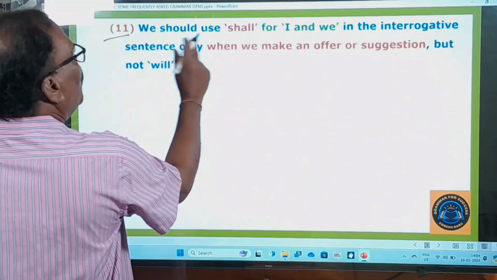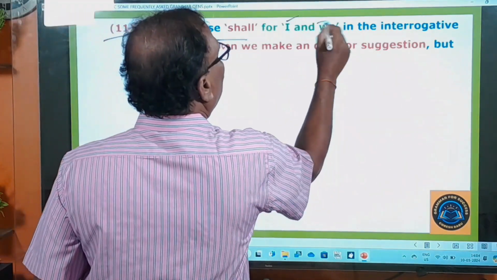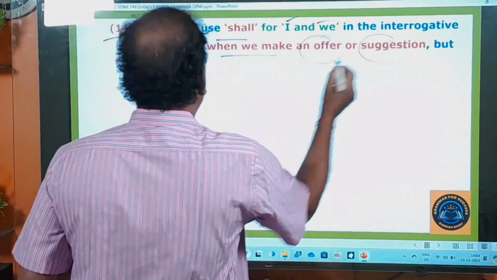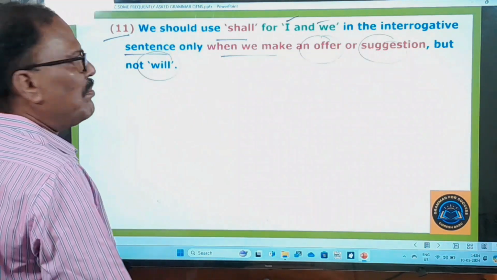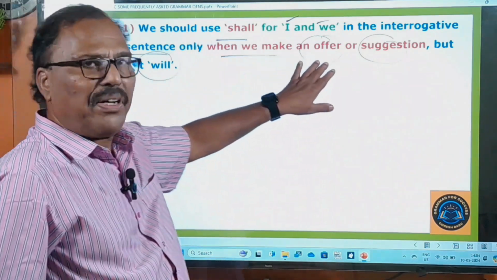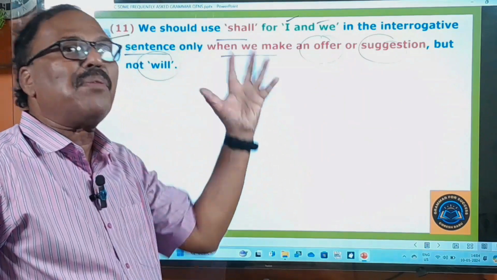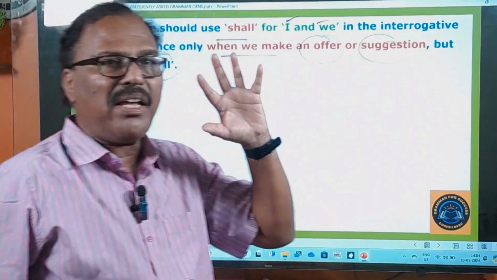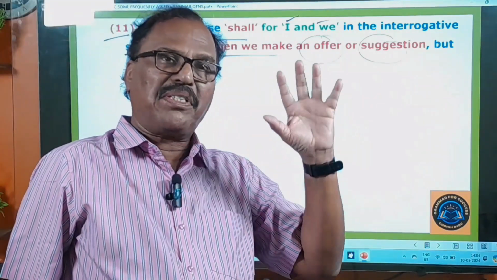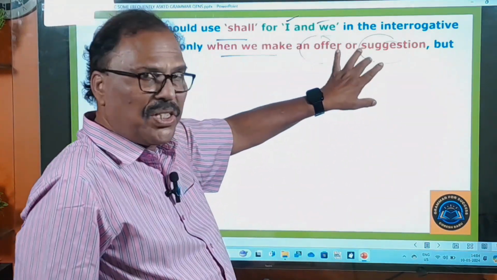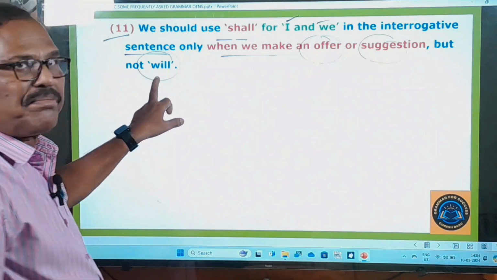11th one is there. We should use shall for I and we in the interrogative sentence only when we make an offer or suggestion, but not will. So, whenever we make an offer or suggestion in the first person singular and plural, I and we. What is I? First person singular. We, first person plural. So with these I and we, whenever we make an offer or suggestion, we should use only shall but not will.